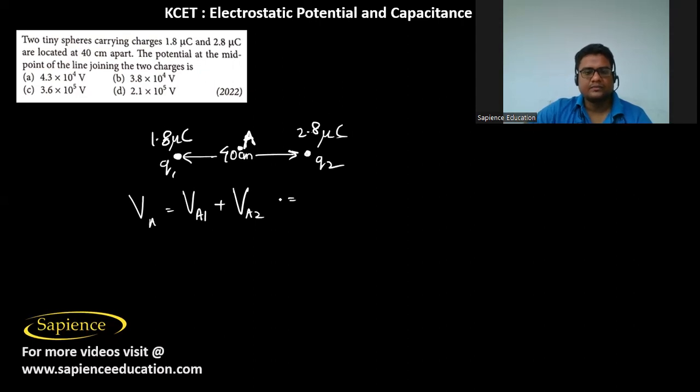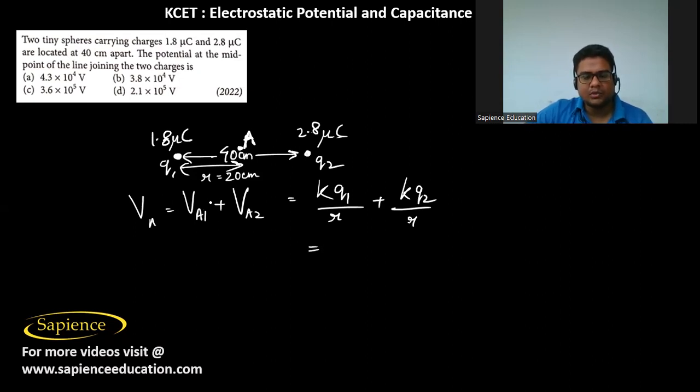So that will be equal to, we know that it will be KQ by R. So it will be KQ1 by R. Now R, it is the midpoint, so this length I have to take R, that is equal to 20 centimeter. So it will be KQ1 by R plus KQ2 by R. Since potential is a scalar quantity, we have to add them algebraically. So it will be K by R into Q1 plus Q2.